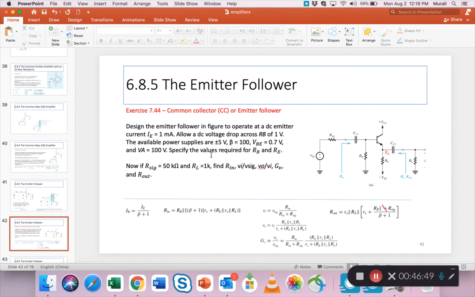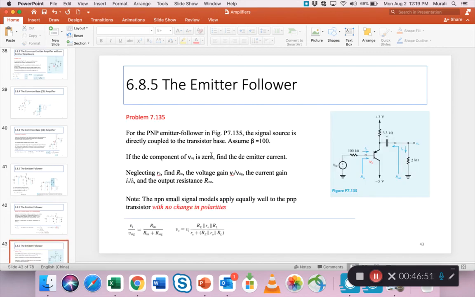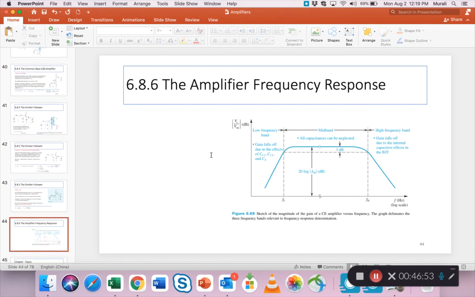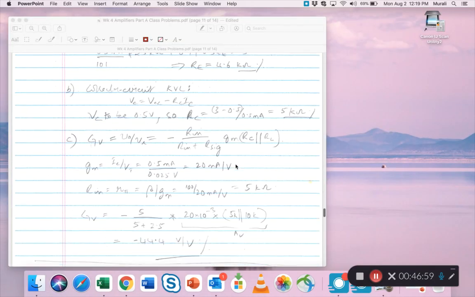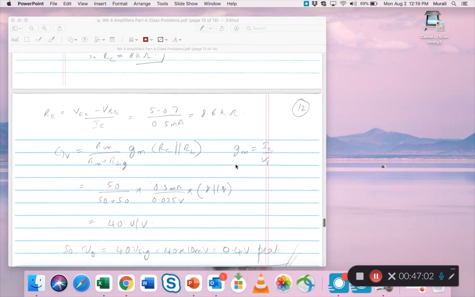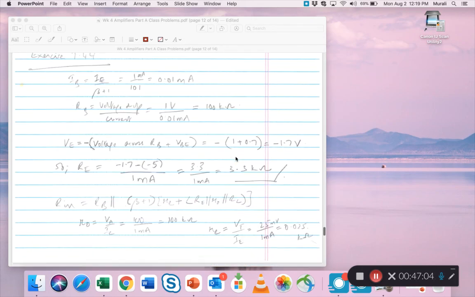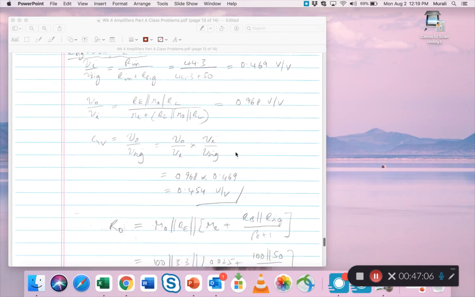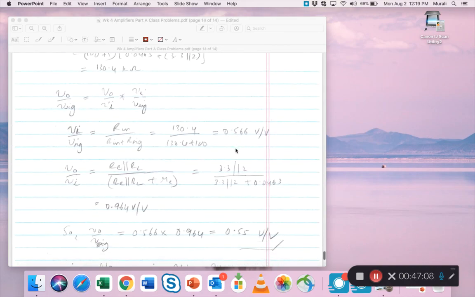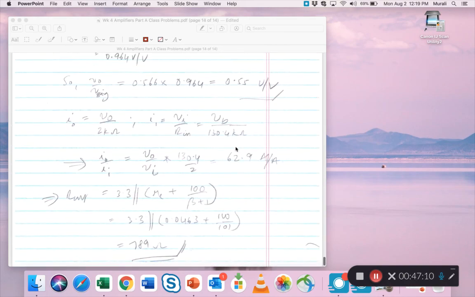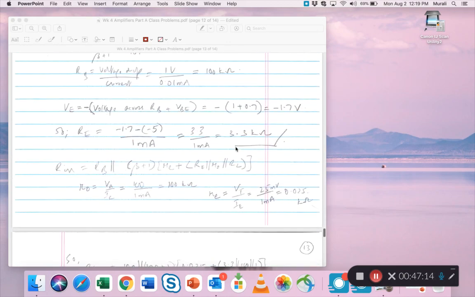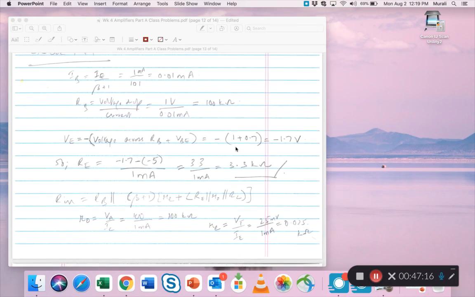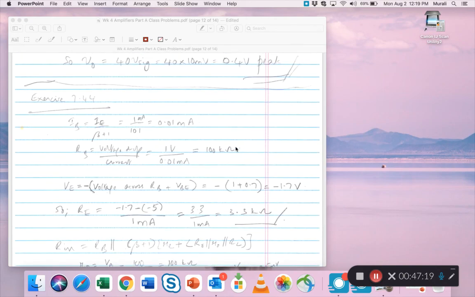There's a collector emitter follower example, and there's one more. So these are solved here. Look through them. I think my notes are pretty clear, and if you have any questions on these, I don't see that there's any complications here in any of these. They are pretty straightforward application of all the formulas.